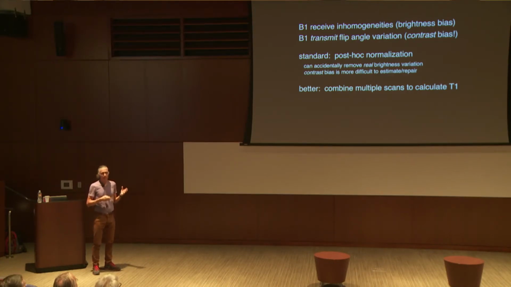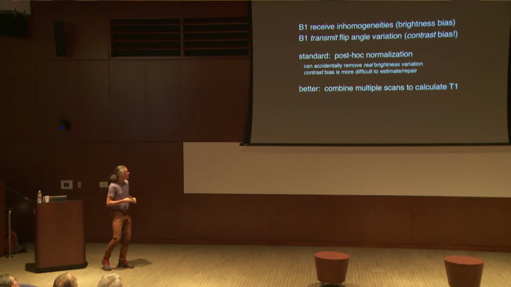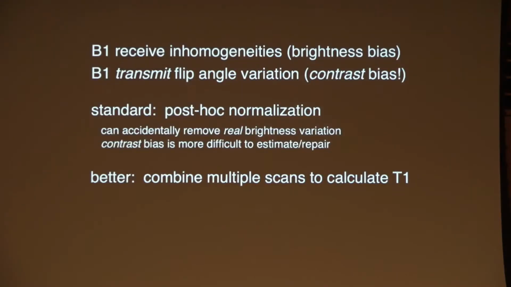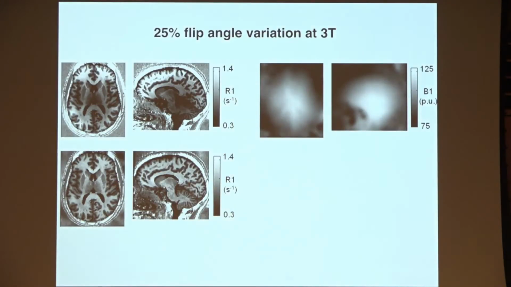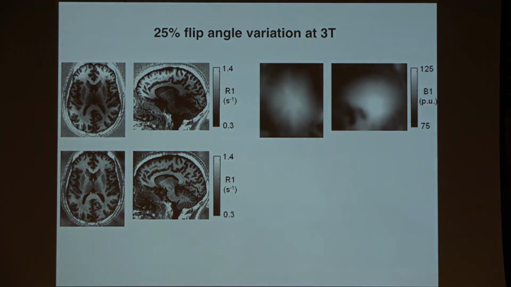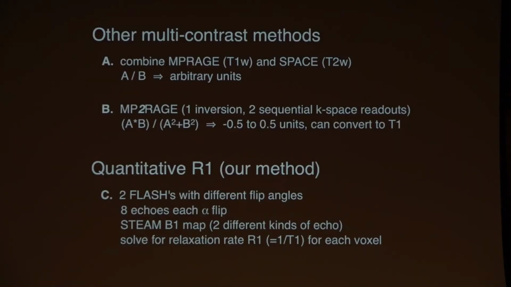One of the things that causes it in a typical anatomical scan is variation in transmit flip angle, which changes the contrast. So you get changes in brightness, and FreeSurfer has a lot of things for flattening the brightness, but that can actually remove these small real brightness differences. And so it's better to actually try to combine scans. There are several ways of doing this. This is just a picture of the actual 25% variation in flip angle at 3T. It's quite substantial.